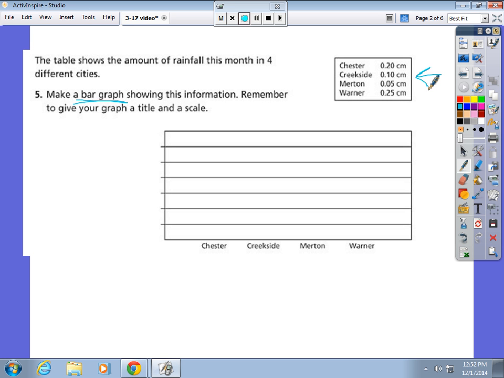So an appropriate title. Think of something that would be appropriate. Put that right there for your title. Remember, it's showing rainfall this month. That would be something to include, but you can go ahead and give it your own title. So put your title there. Alrighty. Then, what are each of these 4 things? Well, each of these 4 are cities, so we want to make sure we label that. On our y-axis, though, we need to label that as well. And it looks like here our greatest number is 25 hundredths.